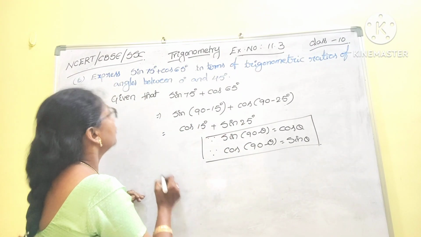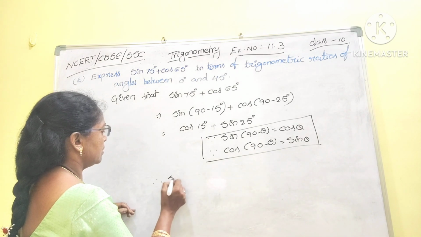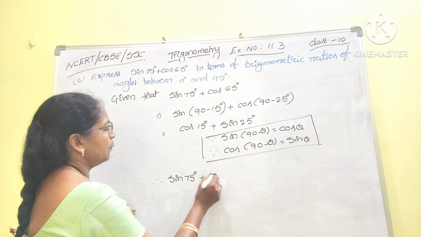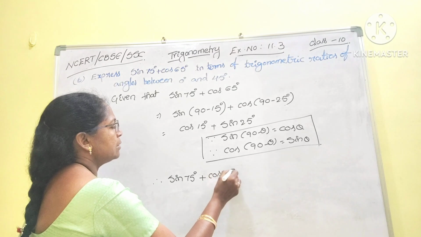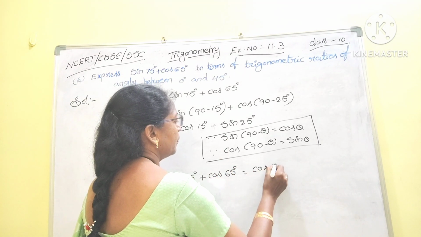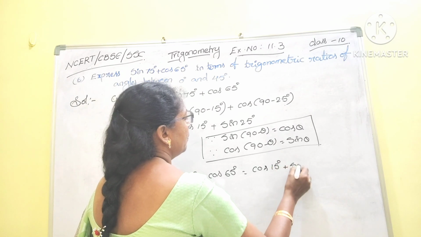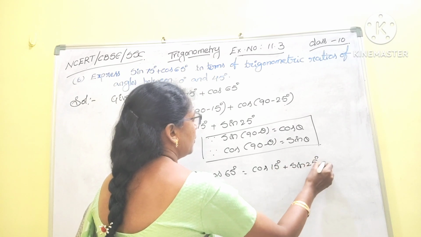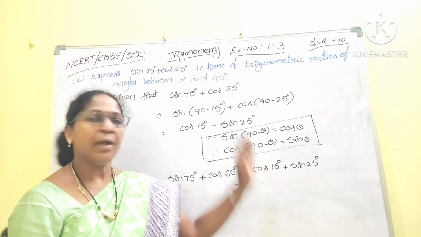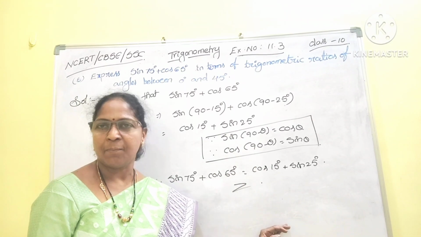So therefore sin 75 degrees plus cos 65 degrees equals cos 15 degrees plus sin 25 degrees. This is the answer. If you have any doubts, you can ask me in the comment section.